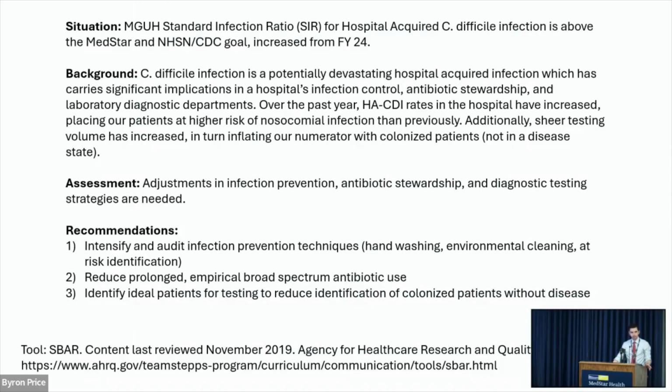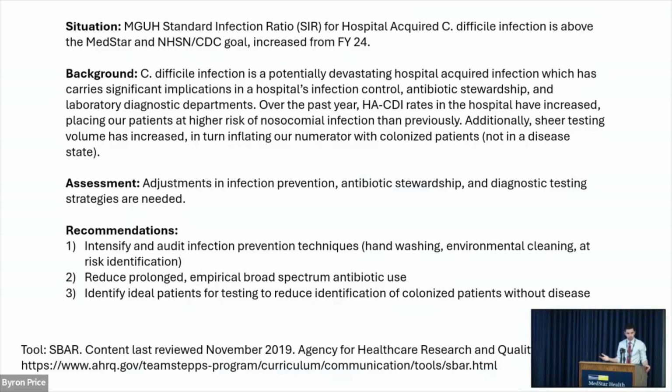To be frank and to be brief, our C. diff rate has risen significantly. We're now above the national goal, the MedStar goal, and the national average. This trend probably correlates with increased antibiotic usage, longer hospital stays, and increased complexity of the patients that we're seeing.